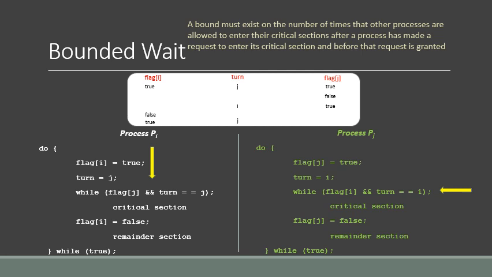Hence, from this example, we observe that the processes are alternating their turns. First, it was process Pj which was allowed entry in its critical section, while process Pi was waiting in its entry section. Then process Pi was allowed entry in its critical section, and then again it was process Pj which was allowed entry. So the processes are changing, or you can say alternating, their turns.